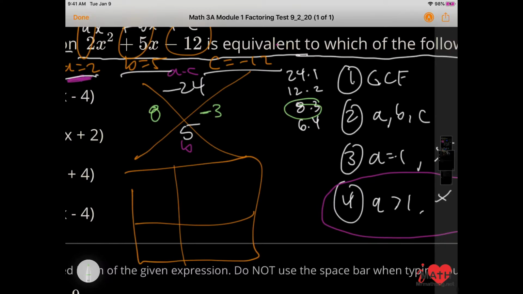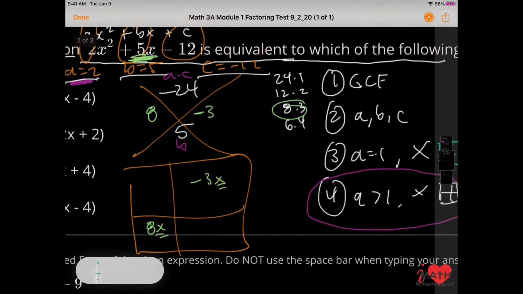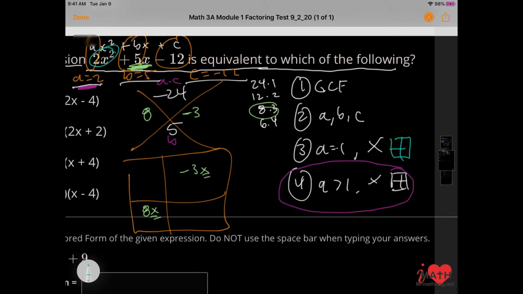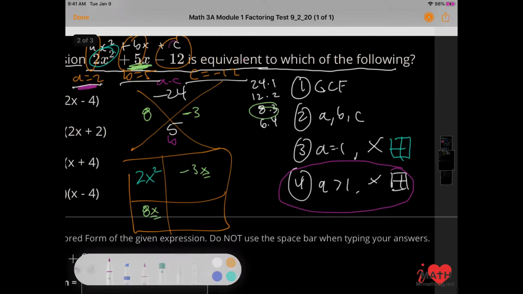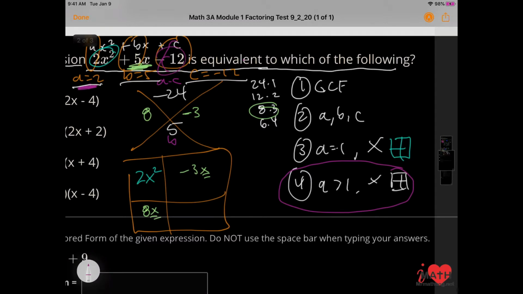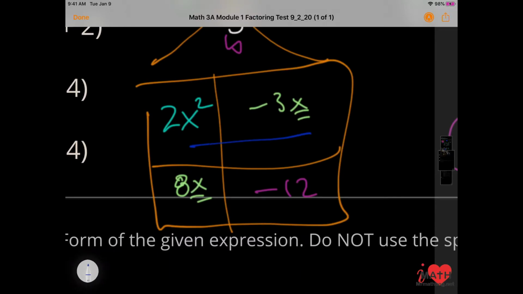So when I put these into my box, I'm going to have 8x and negative 3x there in green. Notice I added an x because if you add those two together, that'll equal 5x. Okay. I'm always going to put the first term in the top left, and then the c value is always going to go in the bottom right. So that's a negative 12. All right, let's go ahead and take out the greatest common factor going this direction.